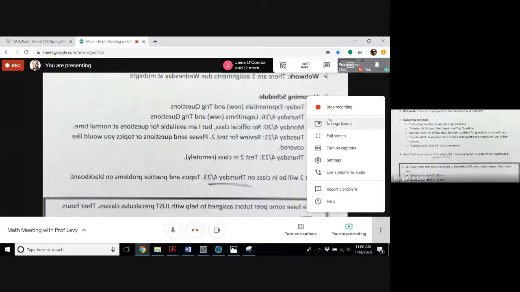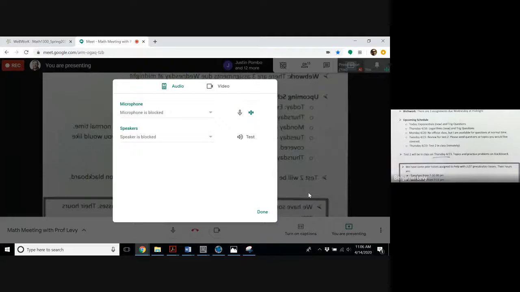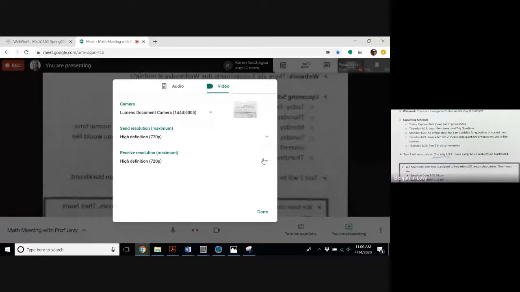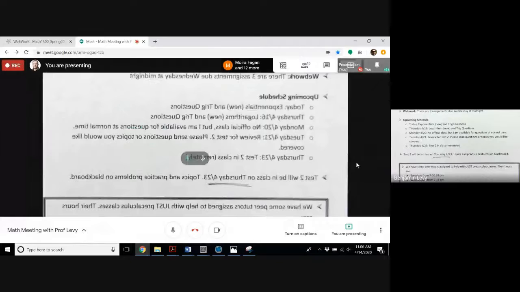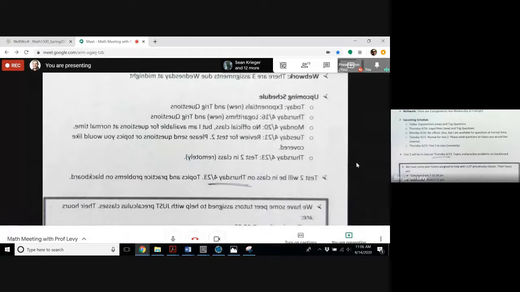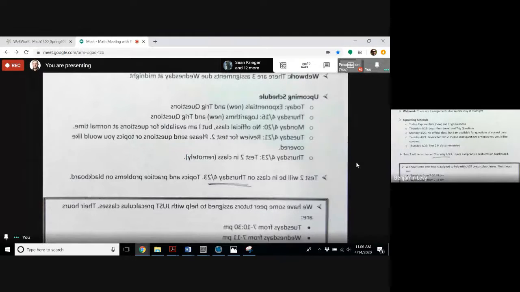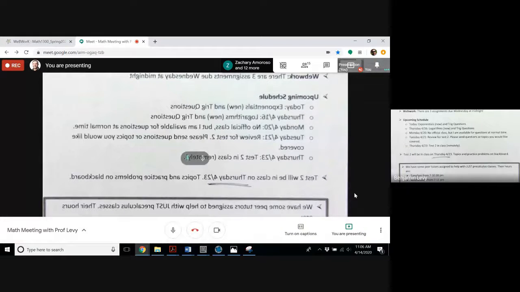And what Zach's saying, if you go to settings, like I'm doing right now on my screen, and then go to video, the send resolution or receive resolution, you want to change the receive to 720. That'll clear things up if it's blurry for you. But that's going to require better internet. So if your internet's skipping or slow, then you might want to go back to 360. Thanks for mentioning that, Zach.